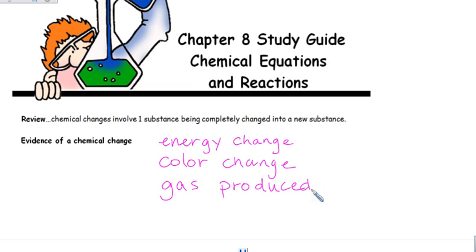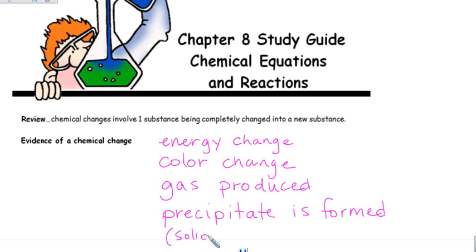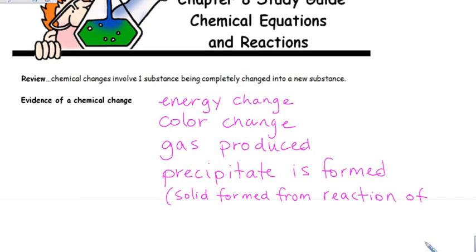Kind of the same thing with this option, a precipitate. A precipitate is formed. Now in chemistry, precipitate does not mean water droplets coming down from the sky. A precipitate is the solid formed from a reaction. I should say formed from reaction of solutions. So you mix two solutions together.